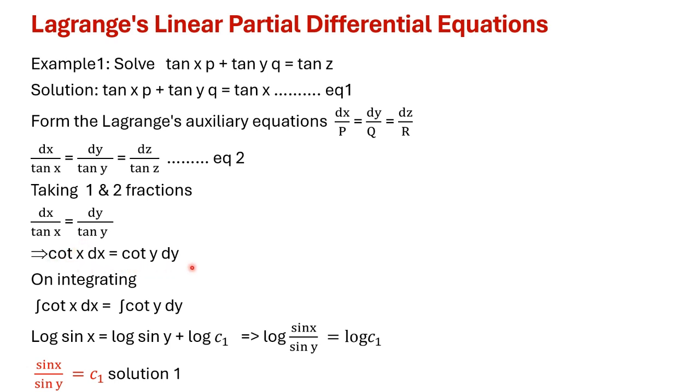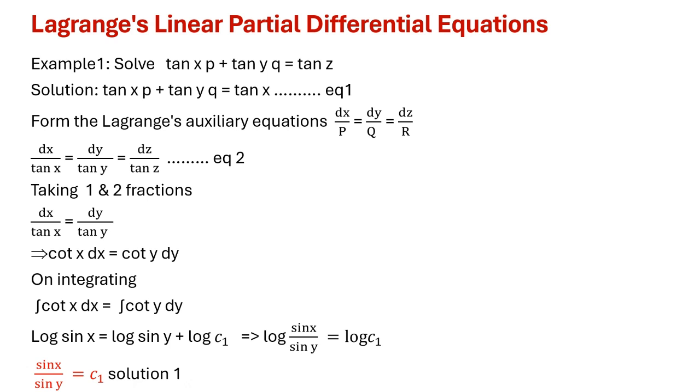On integrating, cot x becomes log sin x, and cot y becomes log sin y. Plus, on integration we have to add one integral constant, so that is C1, we can write log C1. Now bring this log sin y to this side, so it becomes log sin x minus log sin y. According to the log property, it can be written as log (sin x / sin y) is equal to log C1. So this log and this log get cancelled. We'll get sin x / sin y is equal to C1. This we'll call solution 1.